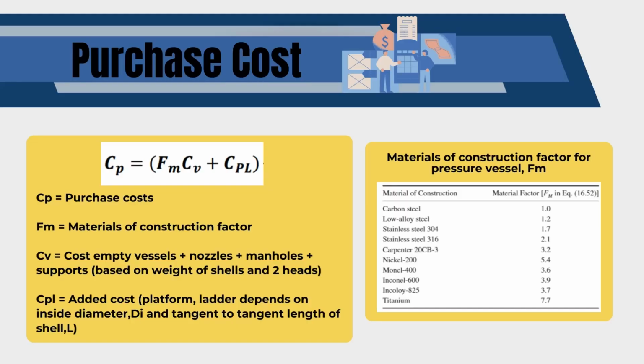Purchase cost of absorption tower can be calculated using the given equation, where Fm is the material of construction factor, and the table shows the value of the material construction factor for pressure vessel and tower. CV is the cost of empty vessels including nozzle, manhole and support, and it is based on weight of shells and tool heads, while CPL is the added cost for platform and ladder, which depends on inside diameter DI and tangent to tangent length of shell.